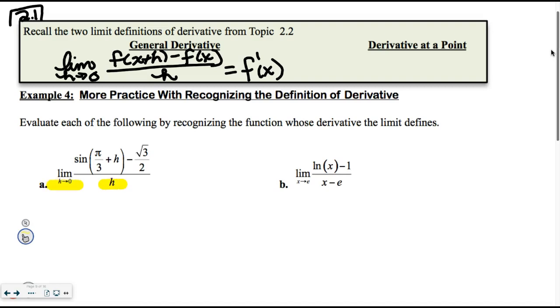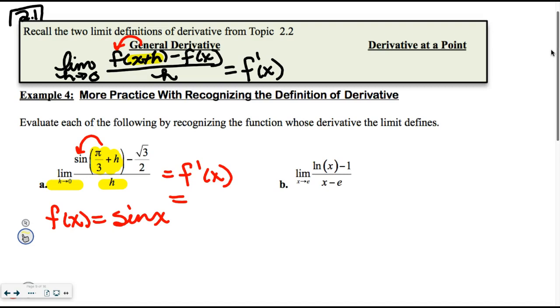What I need to do is figure out, well, I always like to hone in on this x plus h because the function's directly in front of it. This is the sine function. So my f of x in this scenario is the sine of x. And this gives me the derivative of sine. Had this been an x, and this right here a sine x, I'd be done.